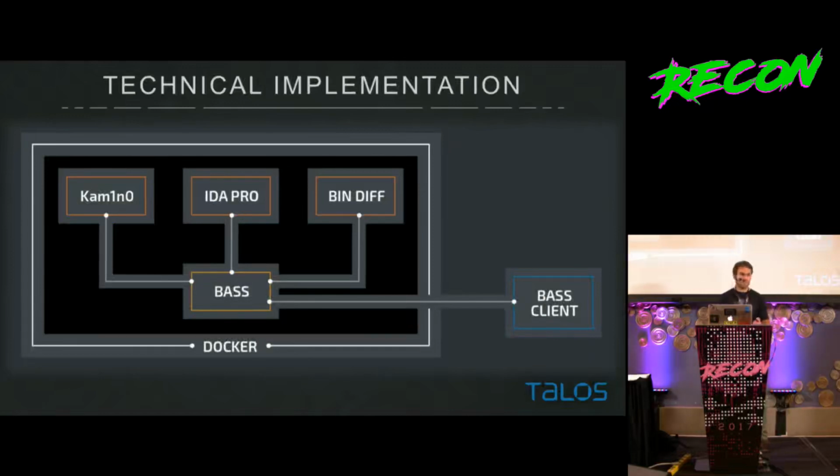The technical implementation of BASS. BASS is based on Docker and Python. There is one central Docker container here with the BASS code in Python, which controls all the tools that we have. So IDA Pro for disassembling, BinDiff for binary comparison, and Camino for the whitelist database. And you speak with the BASS container with a small Python library that calls the remote APIs.